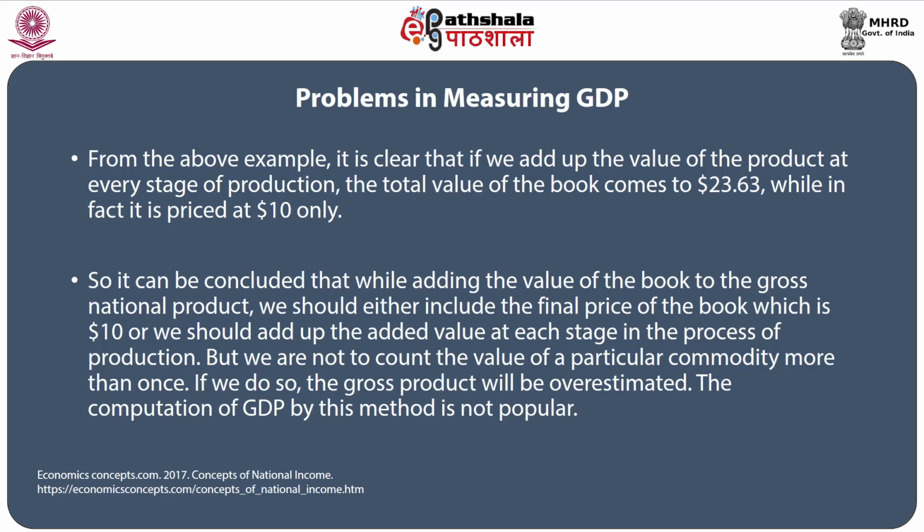So, it can be concluded that while adding the value of the book to the gross national product, we should either include the final price of the book, which is US dollars 10, or we should add up the added value at each stage in the process of production. But we are not to count the value of a particular commodity more than once. If we do so, the gross product will be overestimated. The computation of GDP by this method is, of course, not very popular.